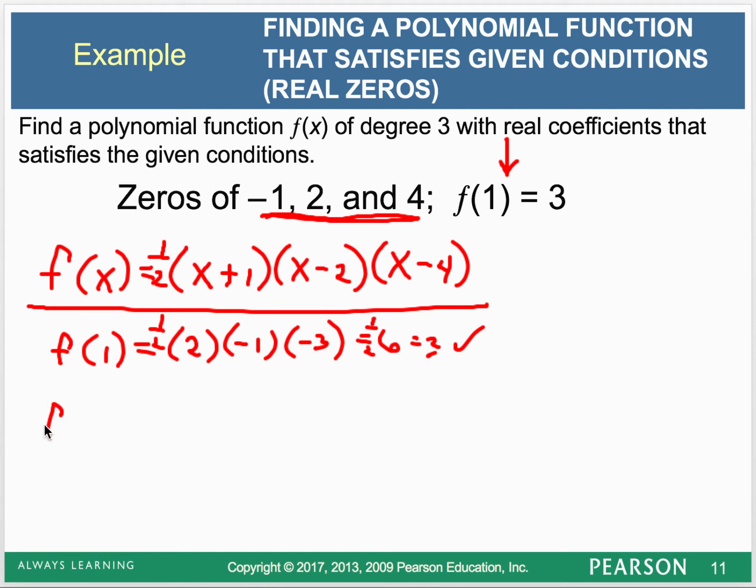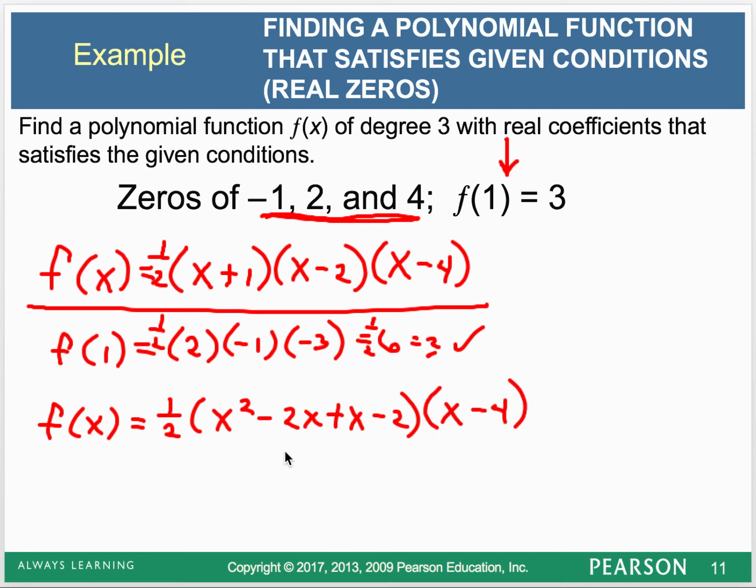I'm not going to take the time to multiply that out for you. Actually, I guess I will on one, but on the others, I'm not going to take the time to multiply that out. But here we go, just so that you have an example of that. Just take 2 at a time, right? So x squared minus 2x plus x minus 2, and then that's going to be times x minus 4. So combining those terms so that we can continue to multiply it out.